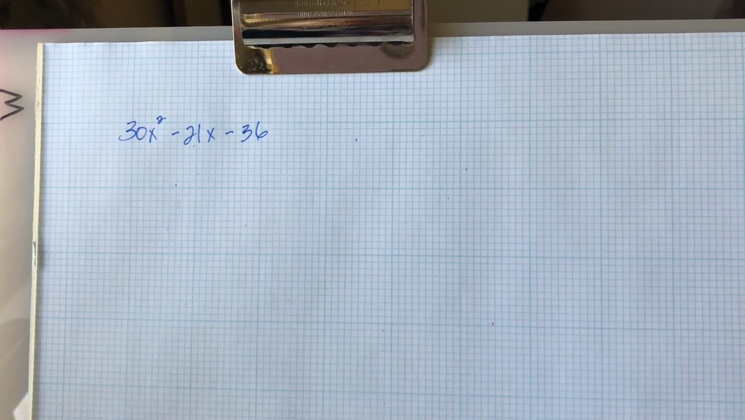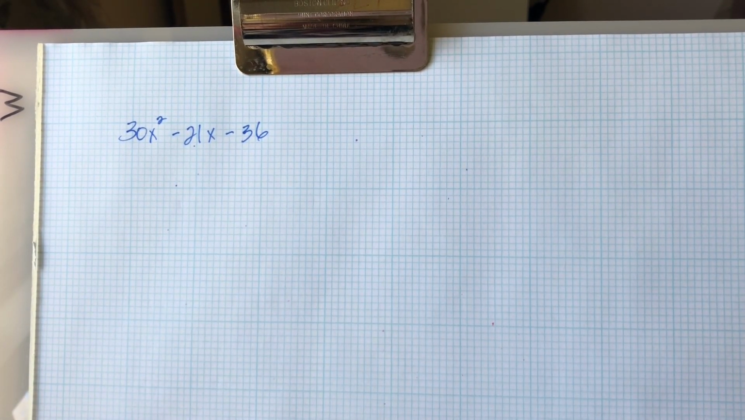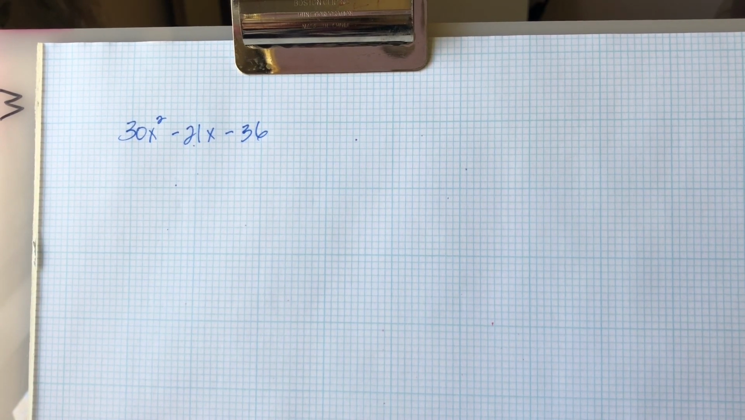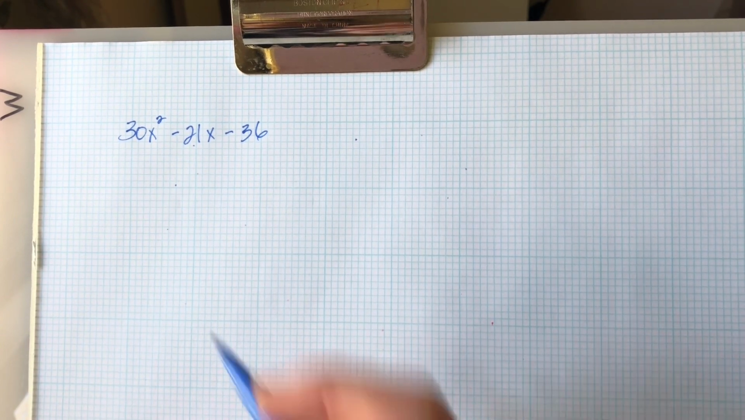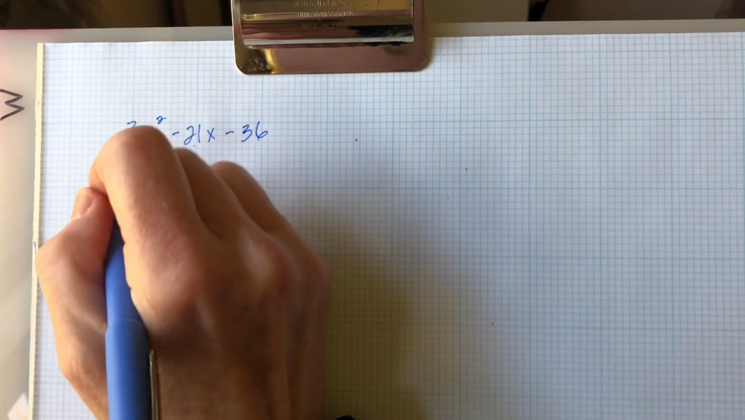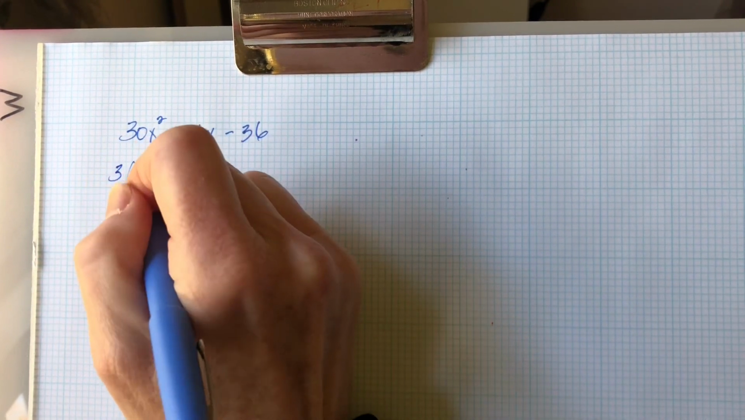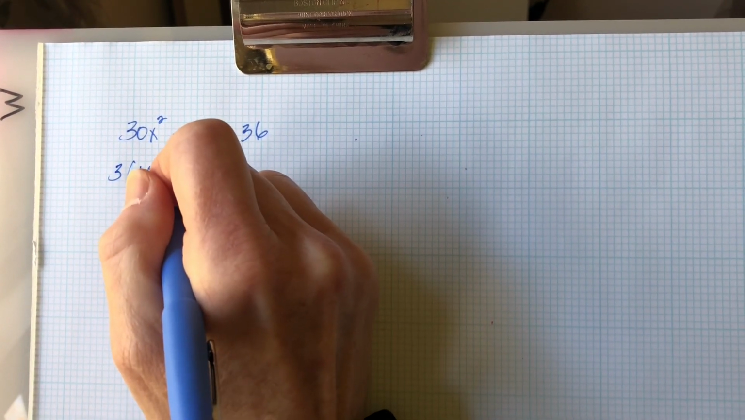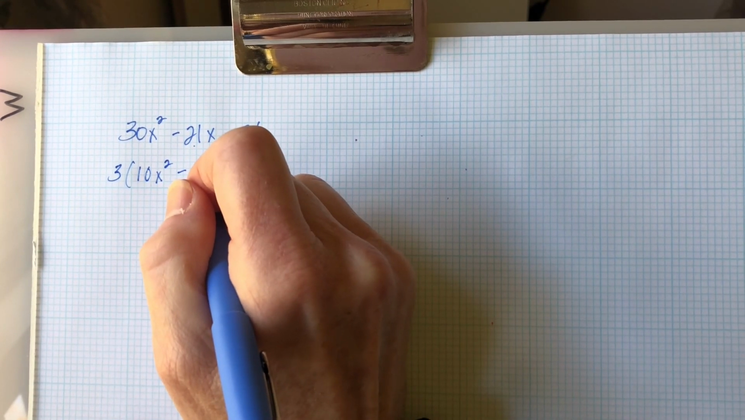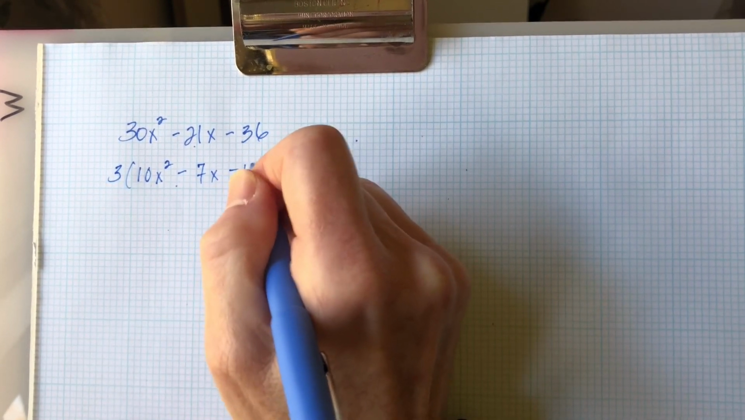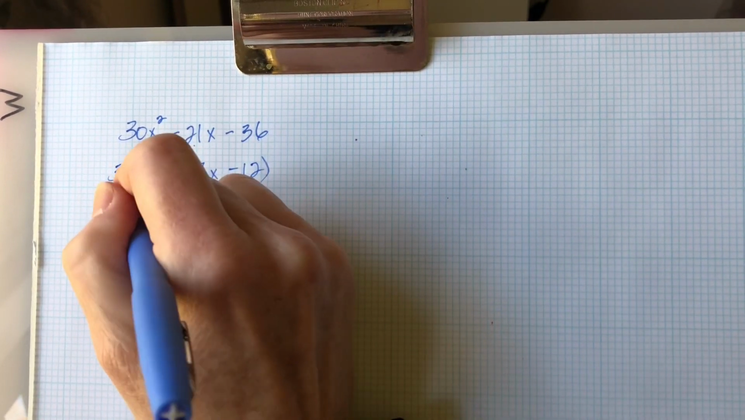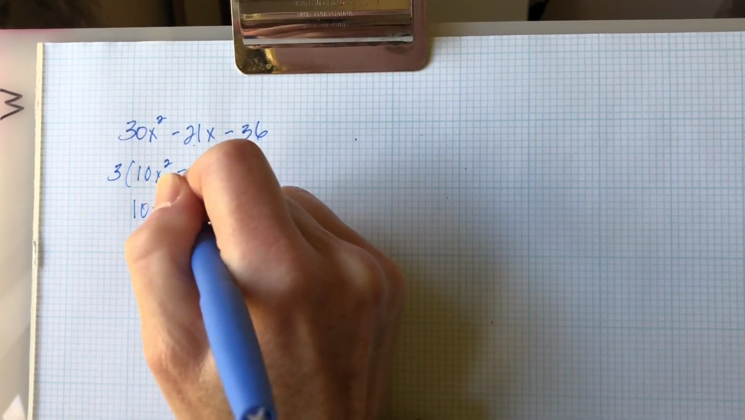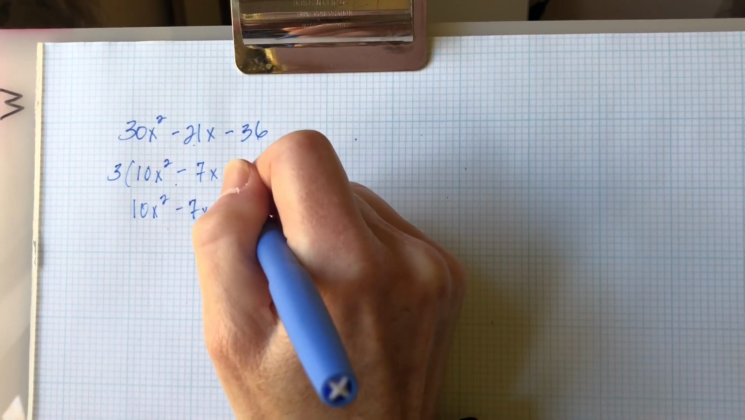So for our next example, let's look at this expression, 30x squared minus 21x minus 36. So these are somewhat large numbers, but I also noticed they have a GCF. They're all divisible by 3. So we can factor out that 3 from the expression, which leaves us with 10x squared minus 7x minus 12. So that's going to be what we focus on. I'm just going to rewrite that by itself for the moment.